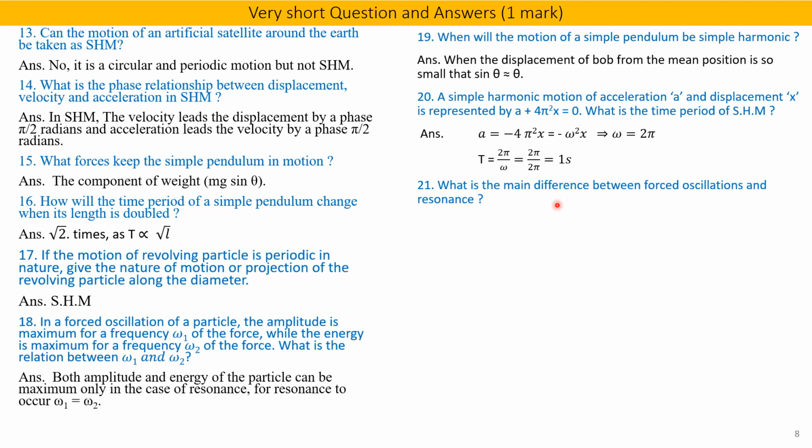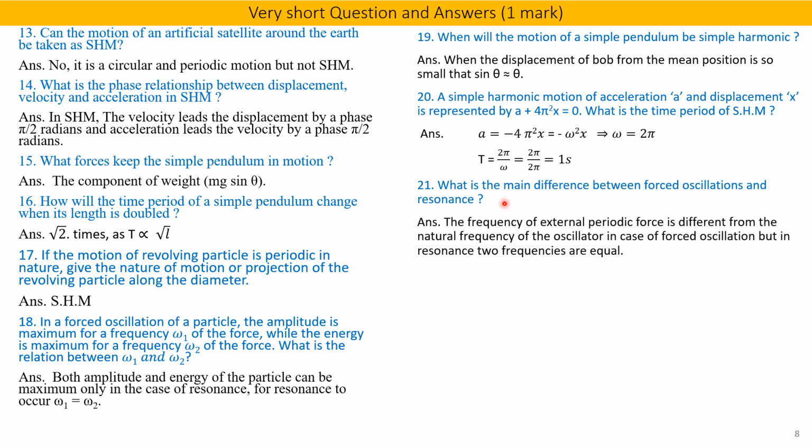Question number 21. What is the main difference between forced oscillations and resonance? The frequency of the external force is different from the natural frequency of the oscillator in case of forced oscillation. But in resonance, the two frequencies are equal. Please note, in resonance, the two frequencies are equal.